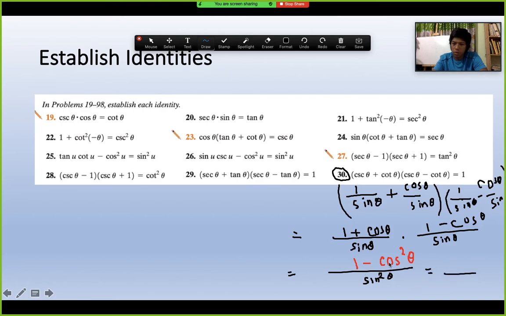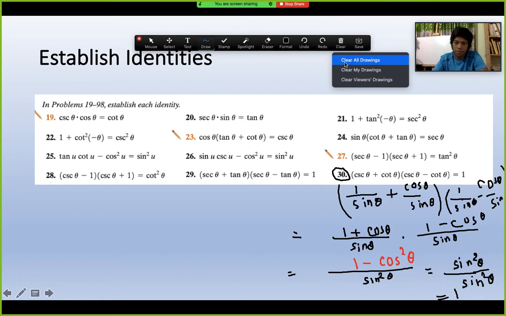Now 1 minus cos square theta, actually this means sin square theta from the Pythagorean identity. Then divided by sin square theta. Now you know sin square theta divided by sin square theta, they are the same thing, and if you cancel out up and down, the answer is 1. And they also asked to prove that the answer is 1. Okay. So yeah, let's try to solve another math here.